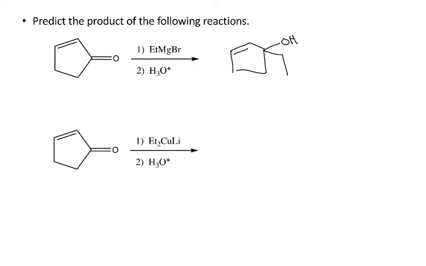Now, when I have an alpha-beta unsaturated carbonyl compound and I react it with a Gilman's reagent, now I'm going to get the 1,4 addition. And so we're going to add the ethyl group to the beta carbon. And so my product in this case is going to be that.